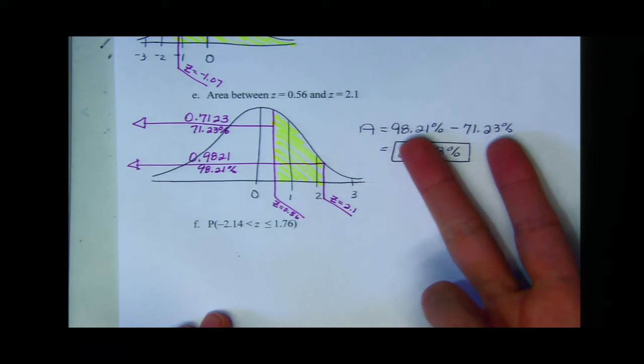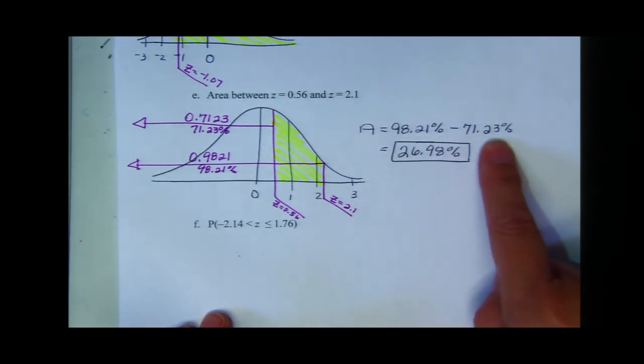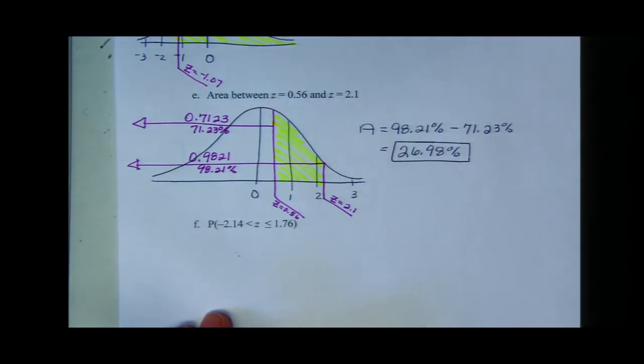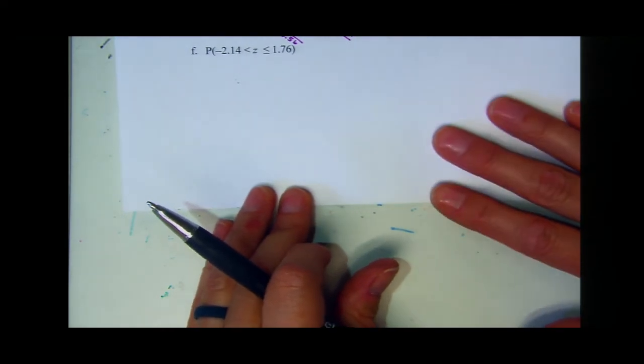what would happen if we would switch those? If we put 71.23% minus 98.21%, we would get a negative value. And remember, area and probability cannot be a negative value. All right, so what does that look like as a probability instead of area?